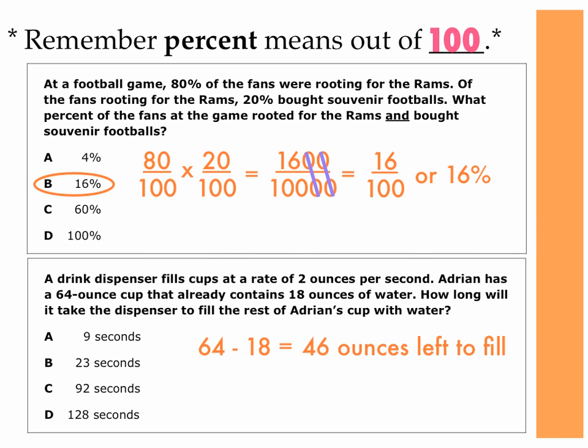ounces left to fill. Now, it's not going to take 46 seconds because this drink dispenser fills the cup at a rate of 2 ounces per second. So I can divide how many ounces he has left by 2 to tell me that it's going to take 23 more seconds for him to fill his cup.